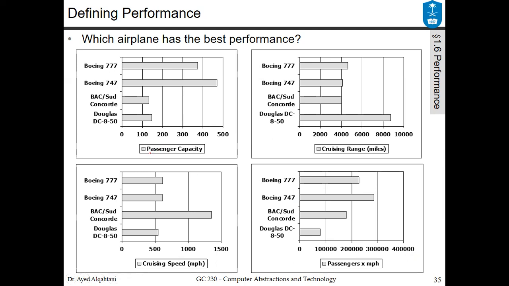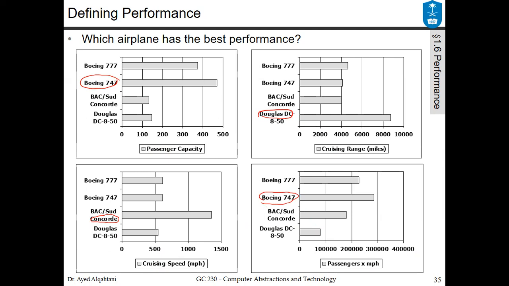You can see that in terms of passenger capacity, the best is the Boeing 747. If you care about the cruising range, the best is the Douglas. If you care about the cruising speed, the best is the Concorde. And if you care about passengers times miles per hour, then you have the Boeing 747. So basically, it depends on what you care about the most.